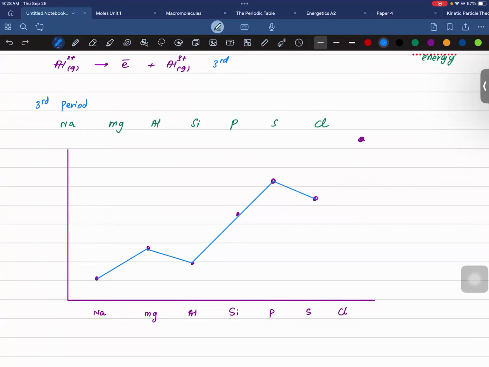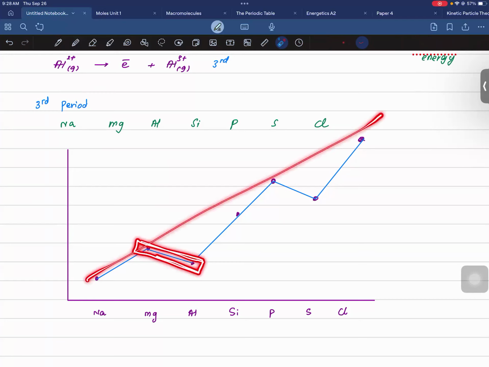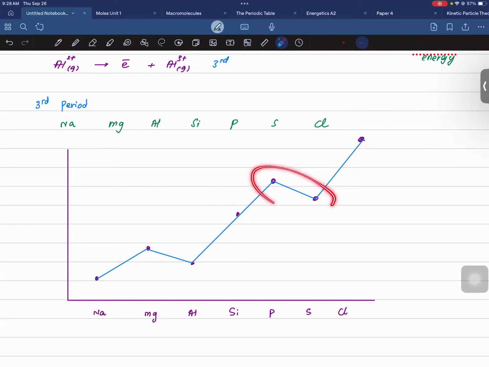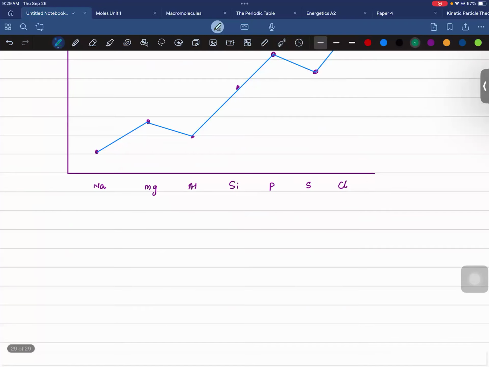The first exceptional case is magnesium and aluminum. If you can see this, this is going to decrease. Overall it increases, but what about this and this? Magnesium and aluminum, and phosphorus and sulfur. The ionization energy for aluminum should be greater than magnesium, because I told you that the ionization energy is going to increase. But in reality, if you find the ionization energy for aluminum, you would see that it is quite lower than that of magnesium.